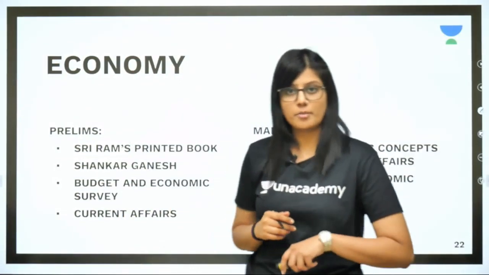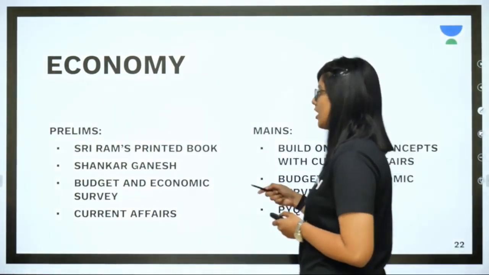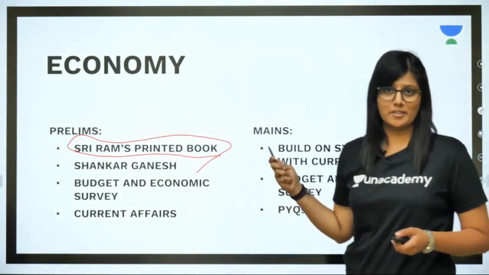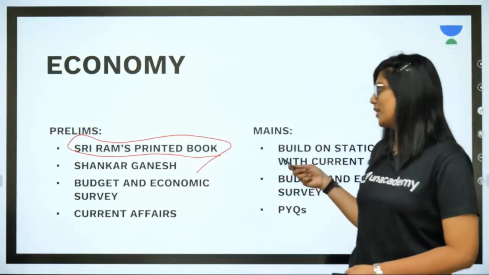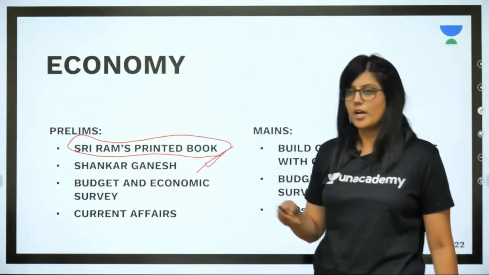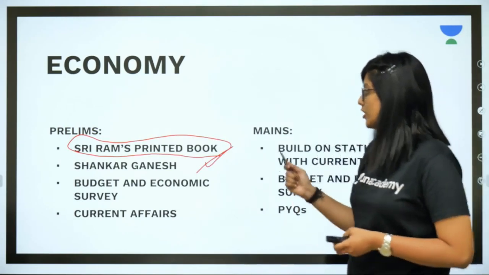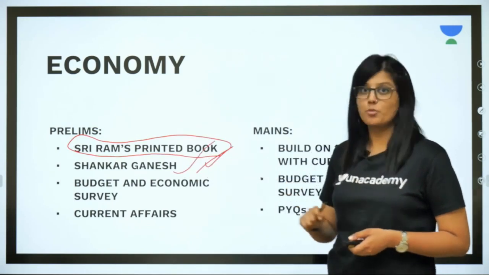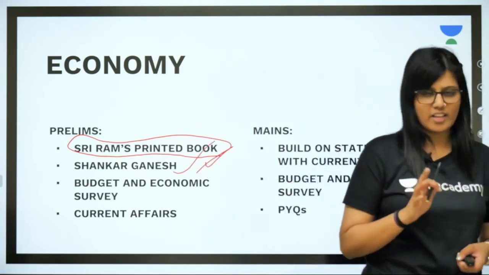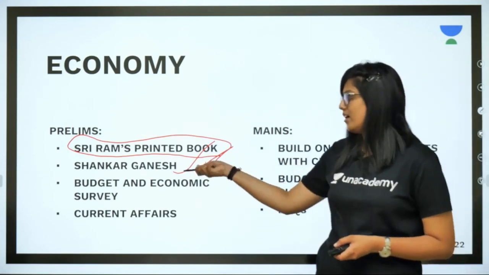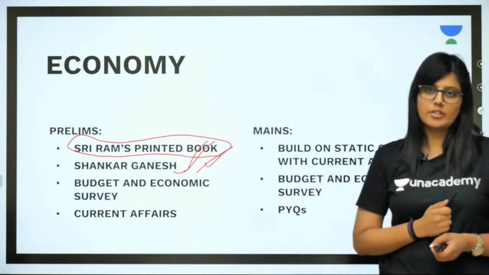When it comes to economy for paper 3, I did Sriram's printed book. I think it's brilliant. I never took his foundation, by the way, for all of you who were wondering, but I used to pick up some books. Sriram's printed book has covered most of the issues in a very holistic manner, so you can use that. Shankar Ganesh is this new book in market, which I found very nice for prelims oriented study. It is very pointed and covers very specific issues, so you can pick that up.